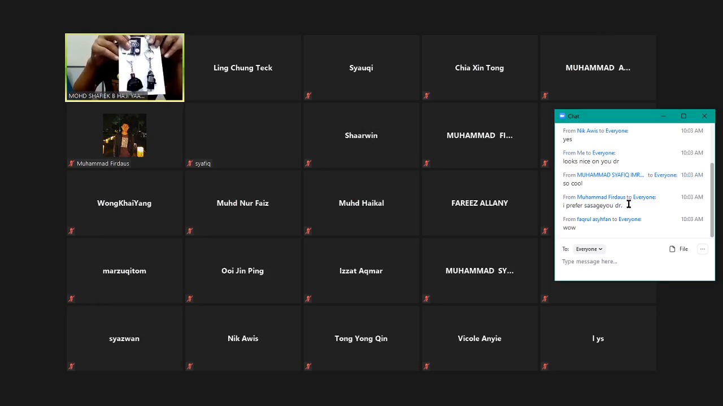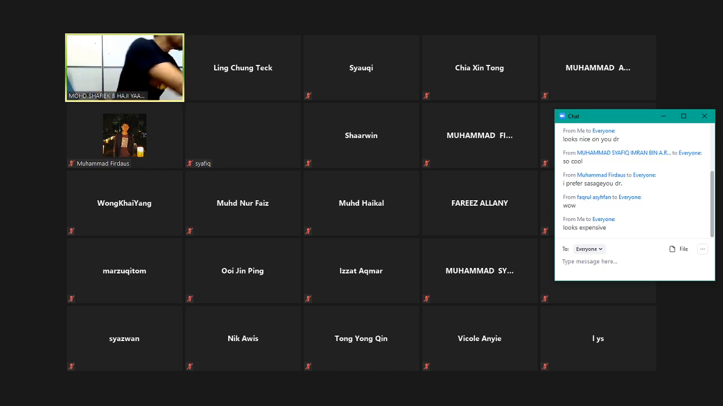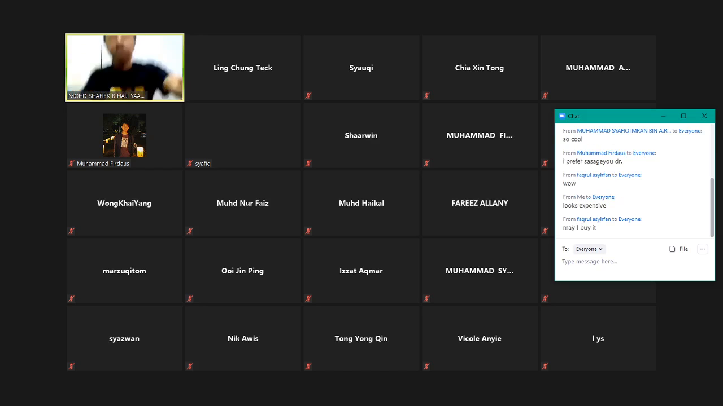Okay, I have this keychain. So pretty cool. Darth Maul and Darth Sidious. Pretty great. Yeah, they are really expensive. See, to show that, I'm going to show you.